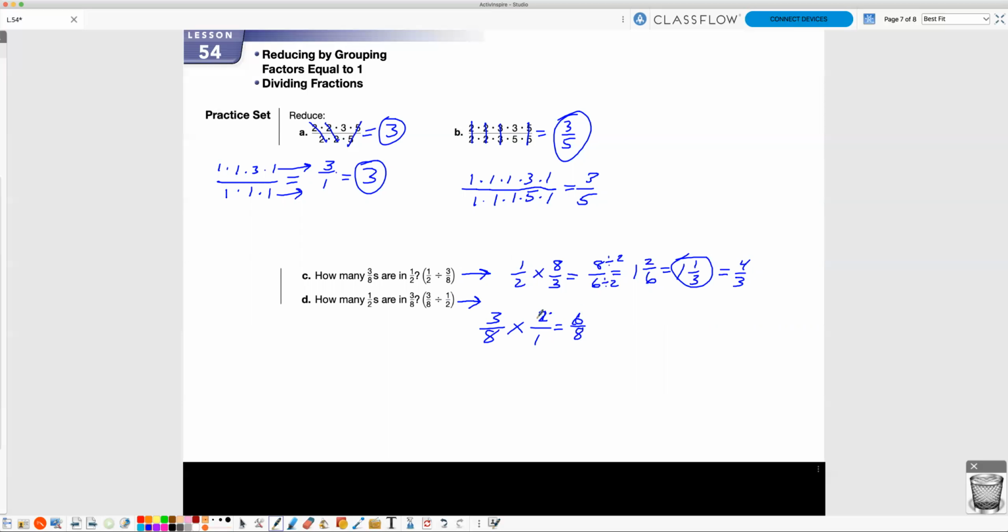I could reduce this. I could say 2 divided by 2 is 1, 8 divided by 2 is 4. And I know that right off the bat, that's 3 times 1, and 4 times 1, that'd be 3/4. Or I could recognize here that 6 divided by 2 is 3, 8 divided by 2 is 4. The answer would be 3/4.